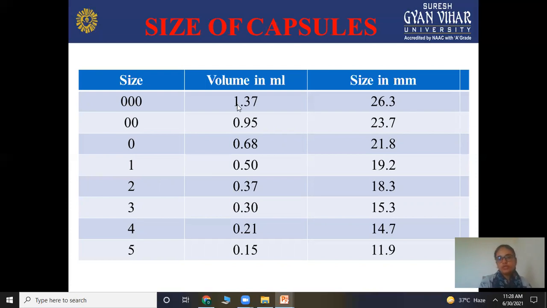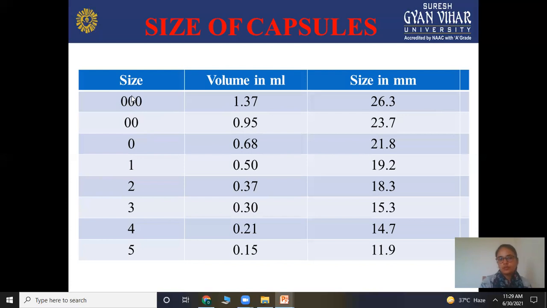In this, we can say the size is just opposite to the numbering. If we select number 5, then this number 5 is the smallest in size compared to all types, because it has a small volume capacity, and this triple zero size is the largest capacity or largest capsule. So the largest size is 000, then it decreases, and the smallest size is 5. In 000 size, the volume filled in hard gelatin capsule is 1.37 ml and the size is 26.3 mm. It's the biggest capsule when we compare with these 8 types.